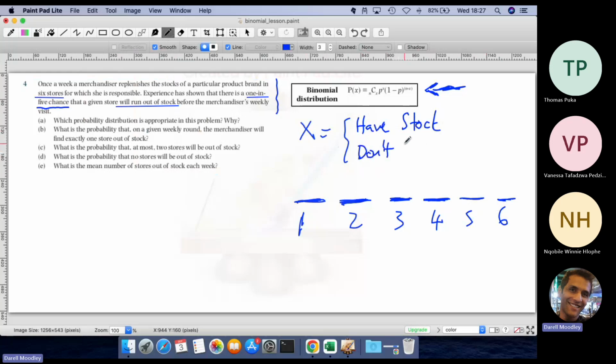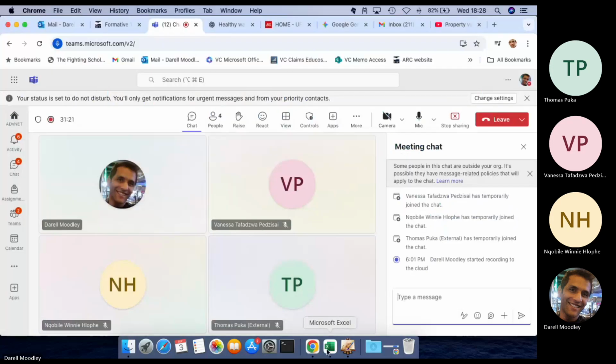And they're the opposites of each other. So because this random variable can only have 2 possible outcomes, which are the opposite of each other, and there's a fixed number of trials, which is actually 6 trials, then you would use a binomial distribution because those 2 properties have been met. I'm checking the chat if there are any questions, but assuming so far so good.